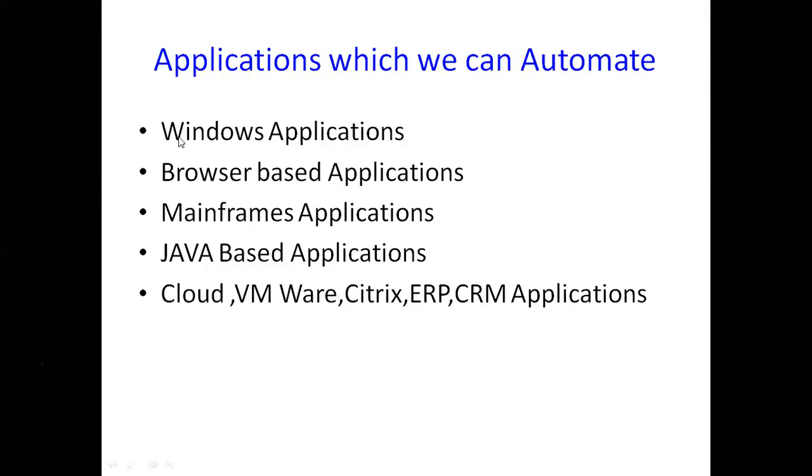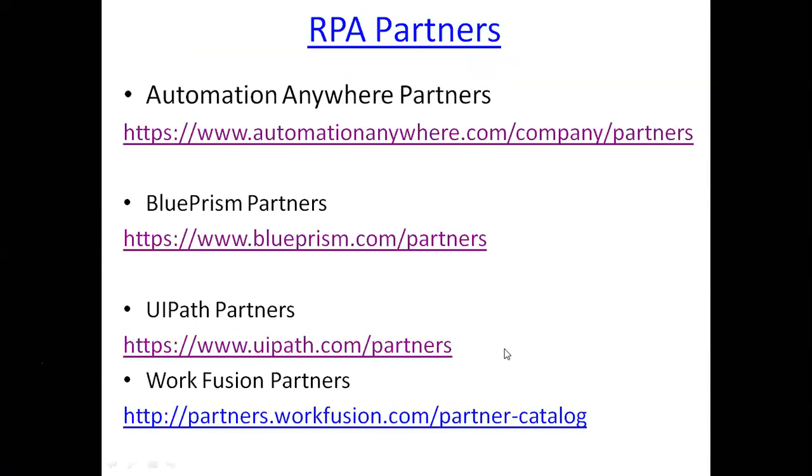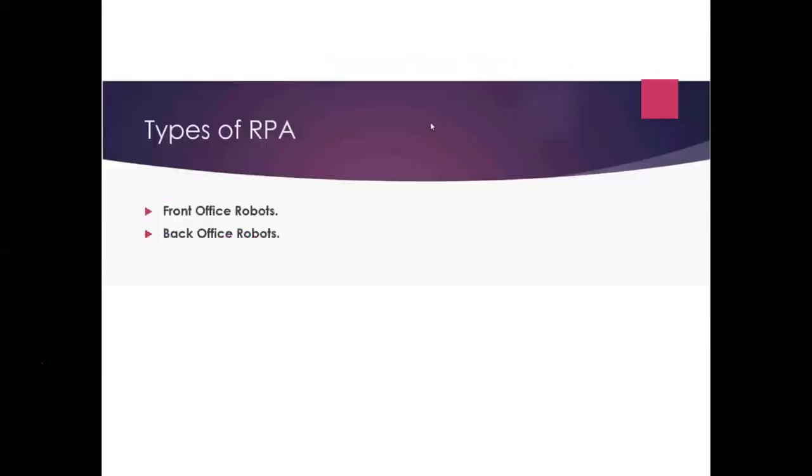What applications can we automate? If your client is using Windows applications, no problem, we are ready to automate. If your client is using browser based applications, no problem. Mainframe applications, Java based, all these applications can be automated. RPA is going to land on top of the business application which your client is currently using. You can also go through the partners in the IT industry now for RPA.